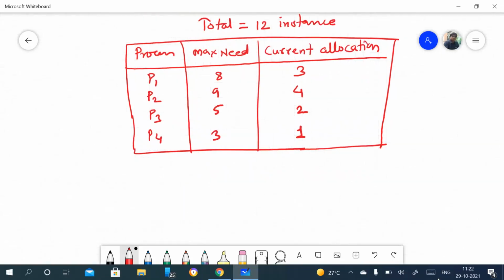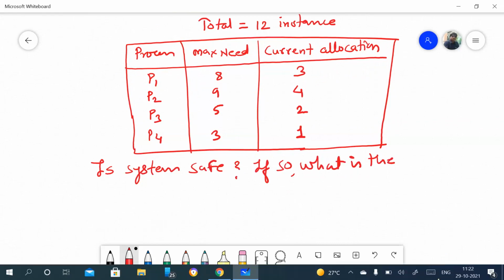So the question would be, is the system safe? If so, then what is the sequence? What is the safe sequence? Right? So this is the problem.